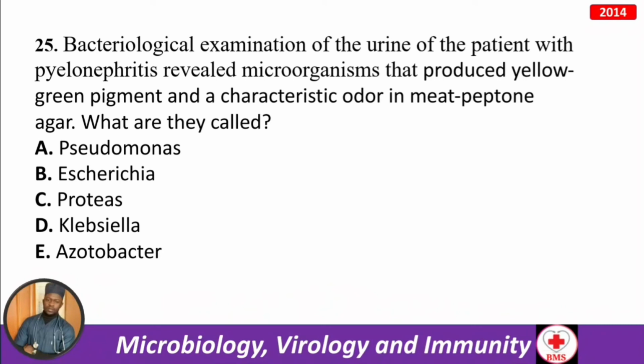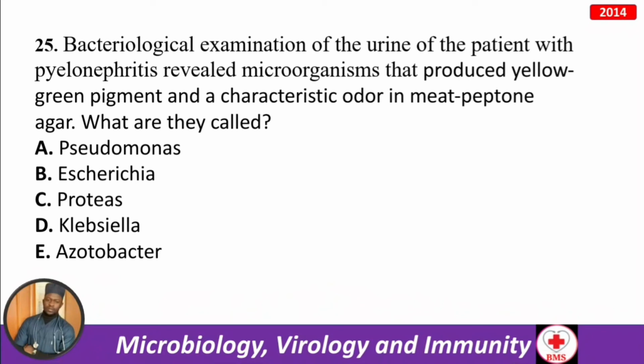Bacteriological examination of the urine of the patient with pyelonephritis revealed microorganisms that produce yellow-green pigment and a characteristic odor in meat peptone agar. What are they called? Right, don't be confused. This is Pseudomonas. I know you have read that Pseudomonas aeruginosa produces a blue-green pigment, that's pyocyanin and pyoverdin. Here they said yellow-green. Don't be confused.